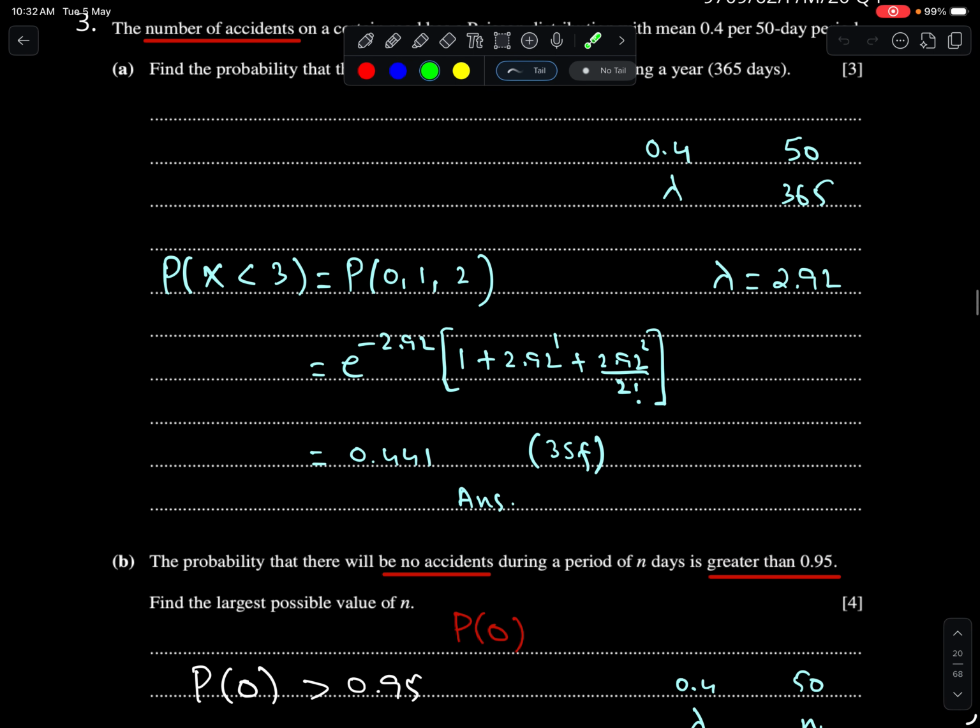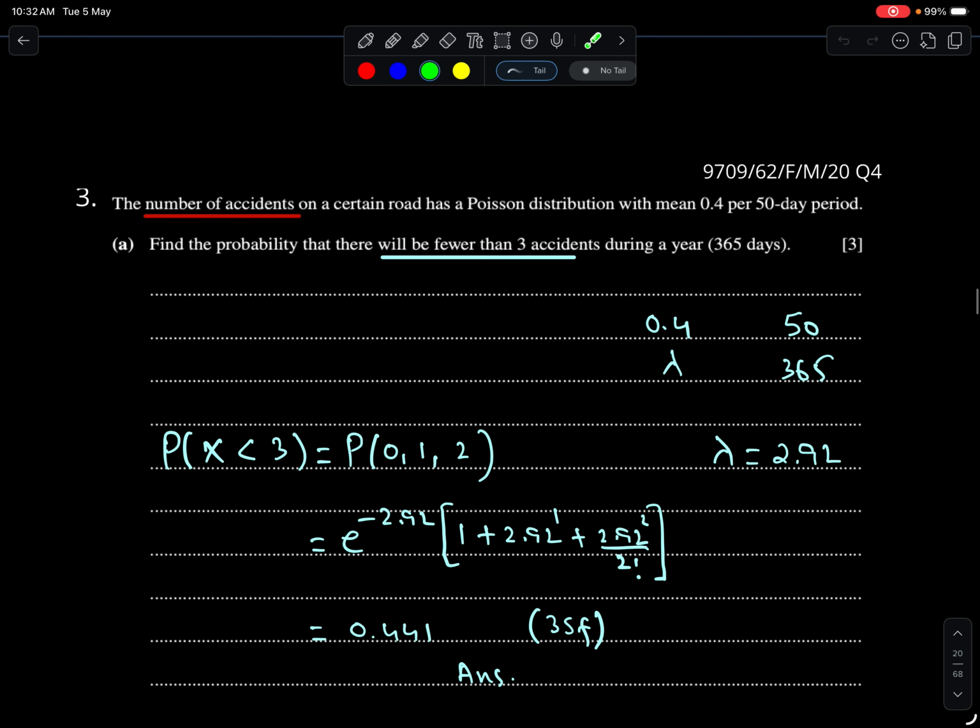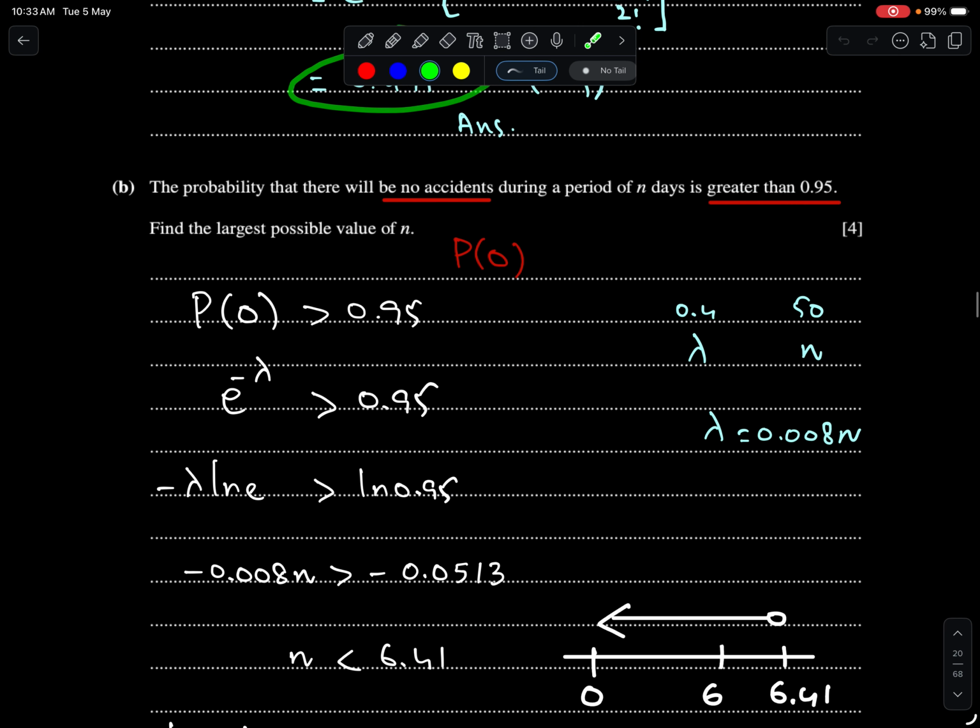This part is important, so let me discuss this complete question. The number of accidents on a certain road has a Poisson distribution with mean 0.4 per 50 days. So 0.4 is for 50 days and we need for 365 days, which is 2.92. Fewer than 3 means less than 3, so 0, 1, 2. Write e^(-lambda) here for 0. For 1 write lambda power 1. For 2 write lambda square over 2 factorial. And make sure you give your answer up to 3 SF.